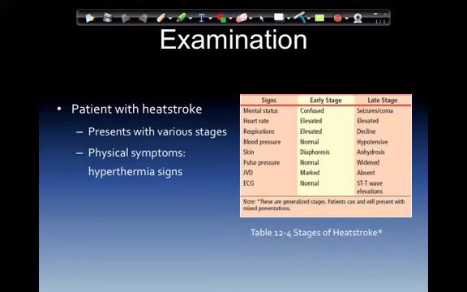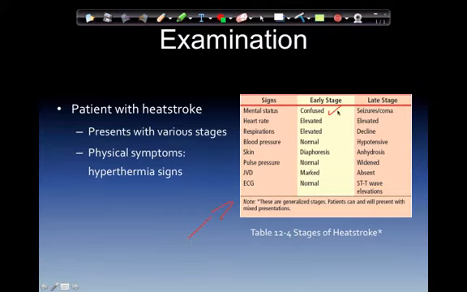On examination, a patient with heat stroke presents in various stages. Sudden onset of altered mental state occurs in approximately 80% of the cases: a combination of delirium, hallucination, and confusion, even coma. Physical symptoms are hyperthermia signs. And this is Table 12.4 in your book.